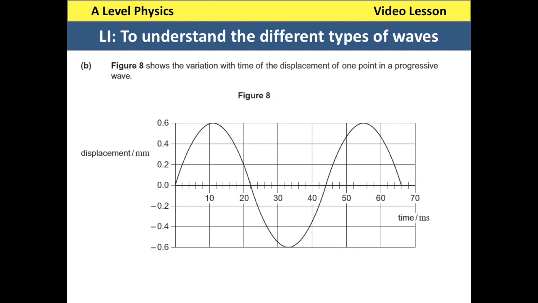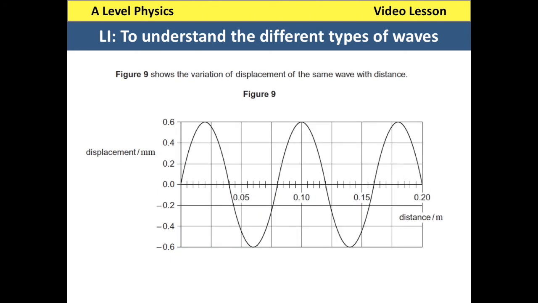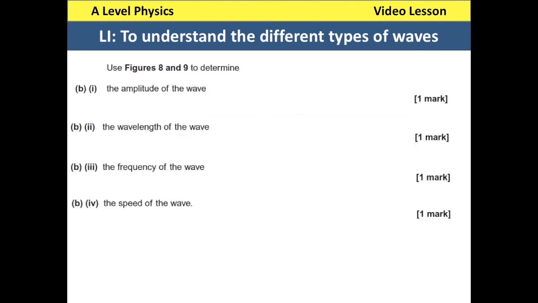For 1 mark each, you would need to work out the amplitude of the wave, the wavelength of the wave, the frequency of the wave, and the speed of the wave using this diagram here in figure 8 and this diagram here in figure 9. So there are the questions. Pause the video to answer them. By all means, go back and look at them, and then we'll go over the answers.